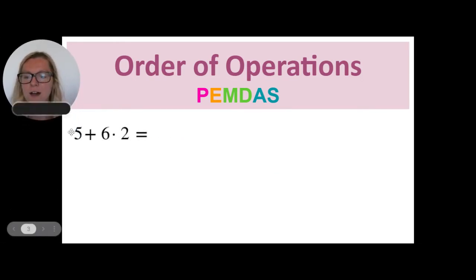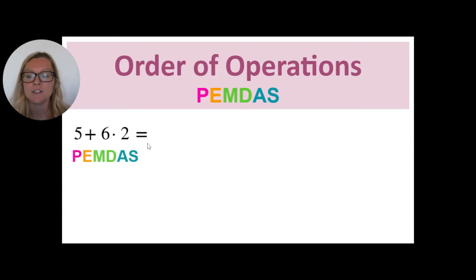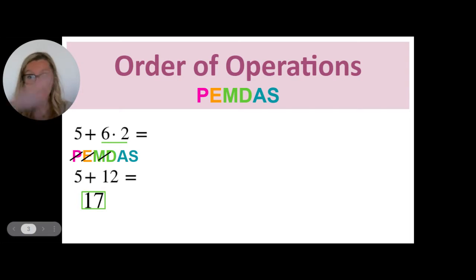So if we have 5 plus 6 times 2, we are going to do our PEMDAS. So P stands for parentheses, which we don't have any. We do not have any exponents. So now we are on to multiplying and dividing. So from left to right, the first one I see is this multiplication. I am going to multiply 6 times 2 first to give me 12. Then I can go ahead and add 5 plus 12 to give me 17. Bada bing, bada boom, we're done.